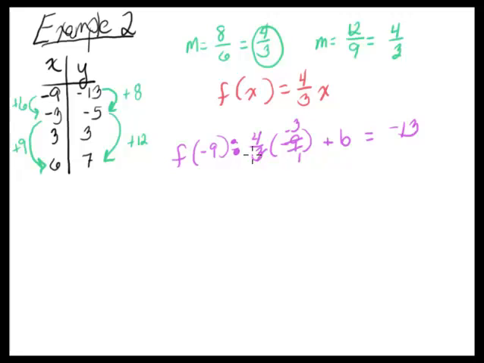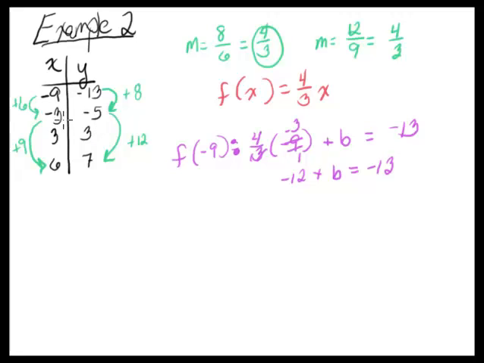3 divided by 3 is 1. 4 times negative 3 is negative 12. So negative 12 plus b equals negative 13. We can do our algebra here, but I'm going to go ahead and show you with another one.